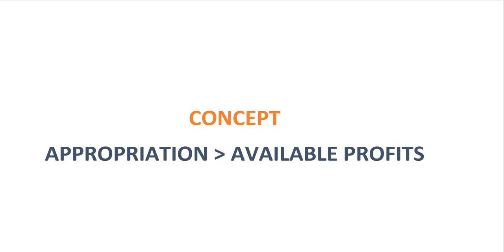Now, what happens when the appropriation is greater than the profit which is available? Let's say the available profit is only rupees 10,000, but the appropriation totals up to, let's say, 18,000 or 20,000. Then what do we do in such a case? This example illustrates the steps to be taken when we find that the appropriation to be made is greater than the available profits. Let's go to the example.